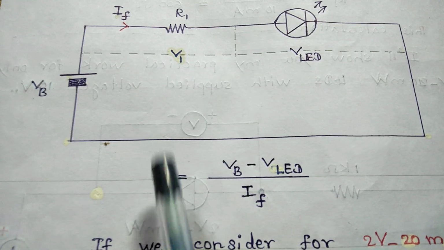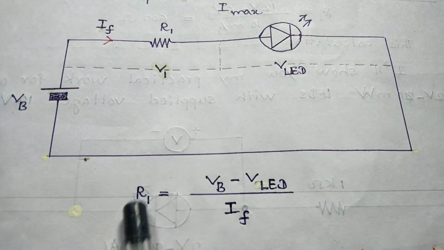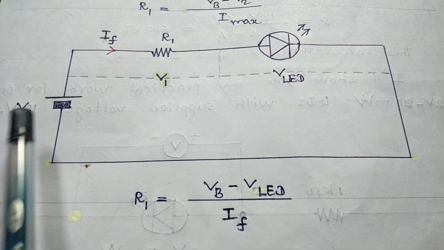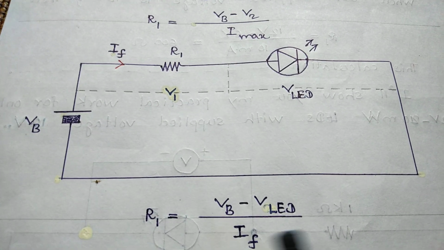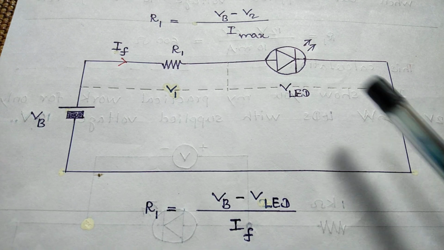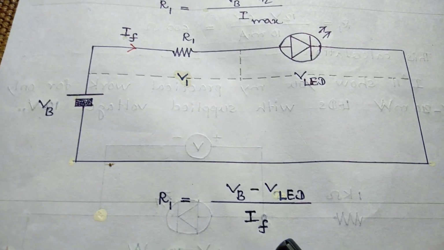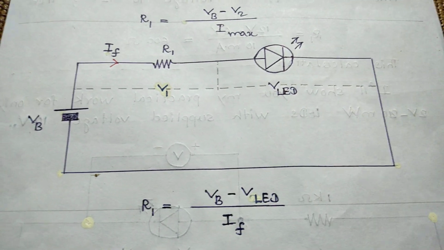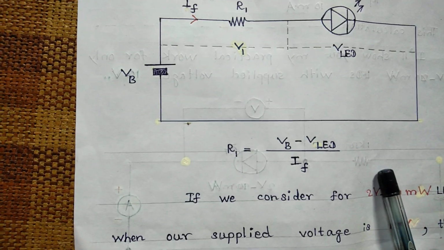Here R1 is the resistance of the first resistor R1. VB is the potential difference of the power supply, the voltage of the battery. VLED is the potential difference across the LED. IF is the forward current passing through the LED. Okay, I hope you understand.